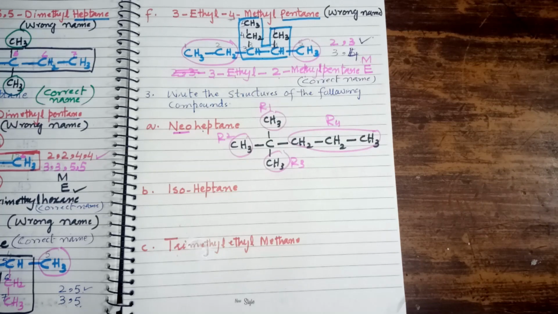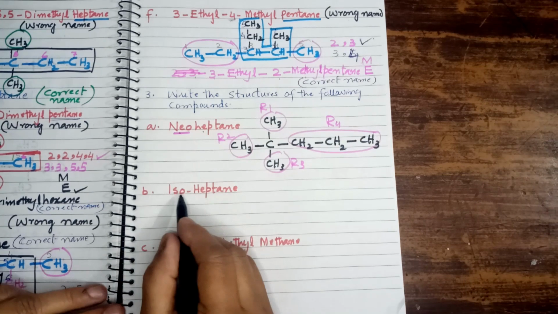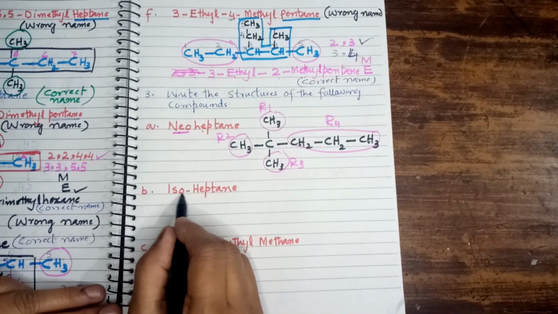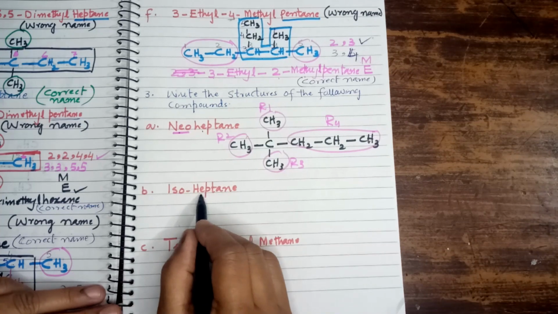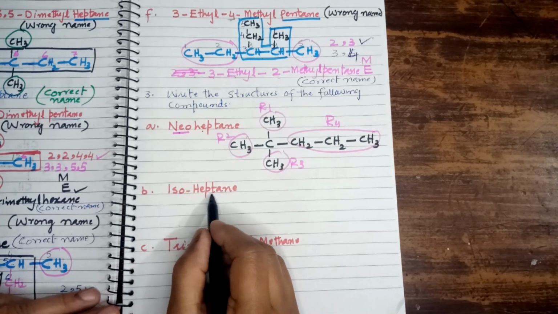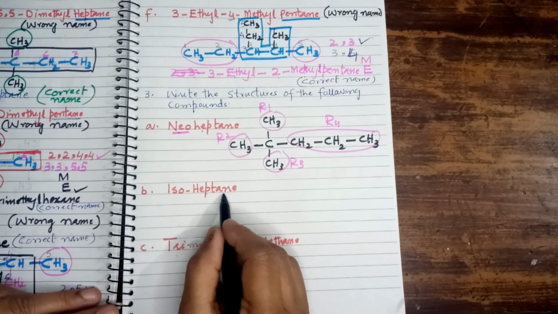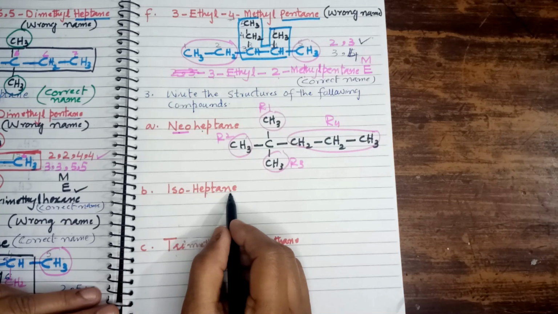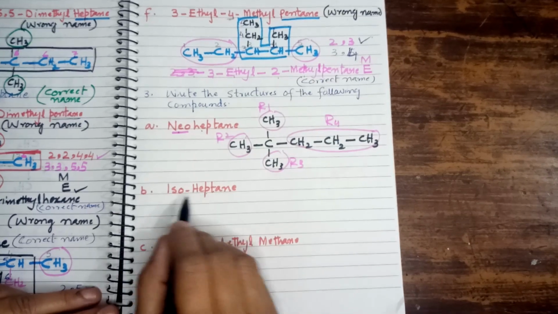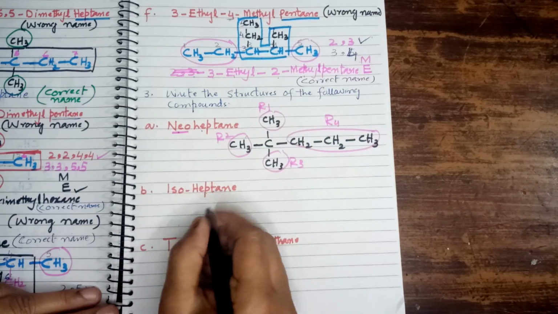Iso-heptane. Iso shows there is a branch in the compound. Hept shows total carbon atoms are 7, and ane shows all the 7 carbon atoms are linked with the help of single covalent bond, right? So we made the skeleton of iso-heptane, right?